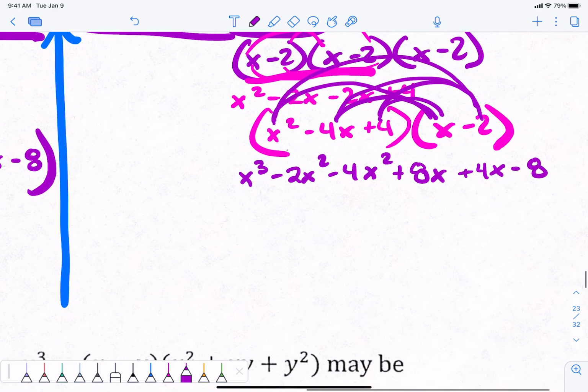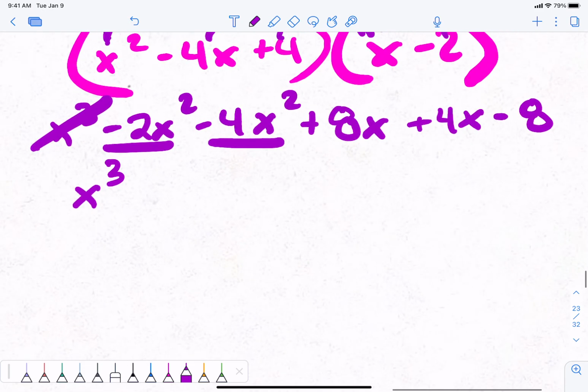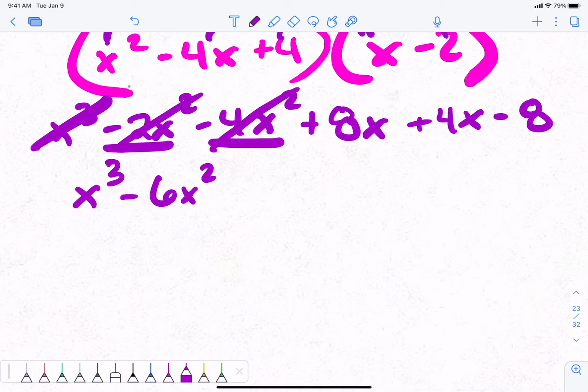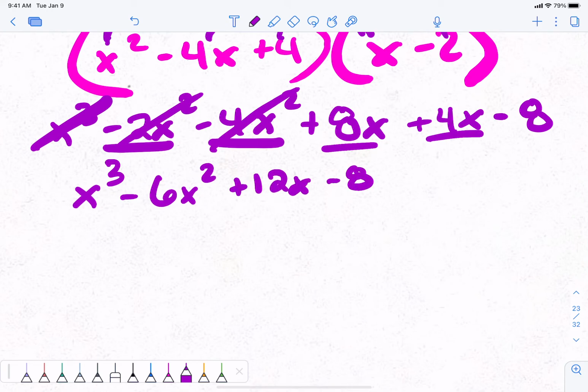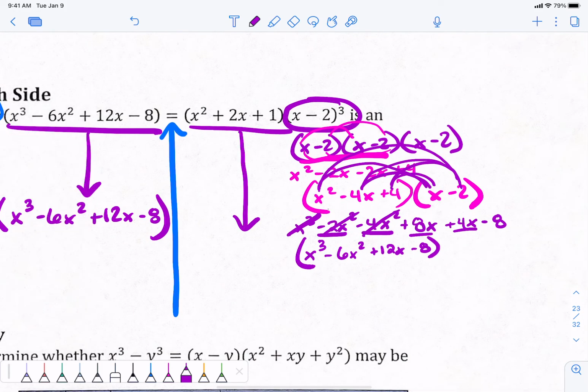Okay? Now, let's put stuff together. We are so close to being done. This guy right here, x to the third, he's done. Okay? How many x squareds do we have? This one and this one together. Minus 6x squared. That's done. Okay? Then I have 8x and 4x I can put together, which is plus 12x, and then I have minus 8. That's that chunk. Okay? I'm going to drop this guy down.